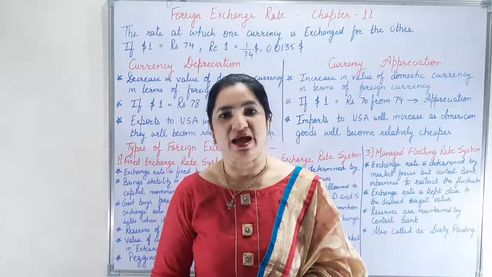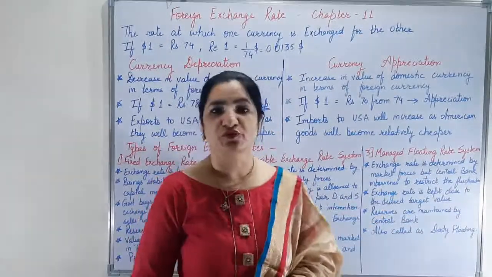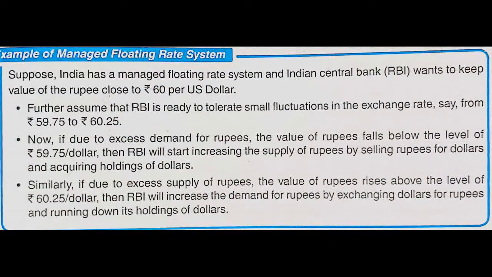Let us take an example of the managed floating rate system. Suppose India has a managed floating rate system and the Indian central bank, that is RBI, wants to keep the value of the rupee close to rupees 60 per US dollar. Further, assume that RBI is ready to tolerate small fluctuations in the exchange rate, say from 59.75 to 60.25. Here you can notice that a fluctuation of 0.50 is allowed.